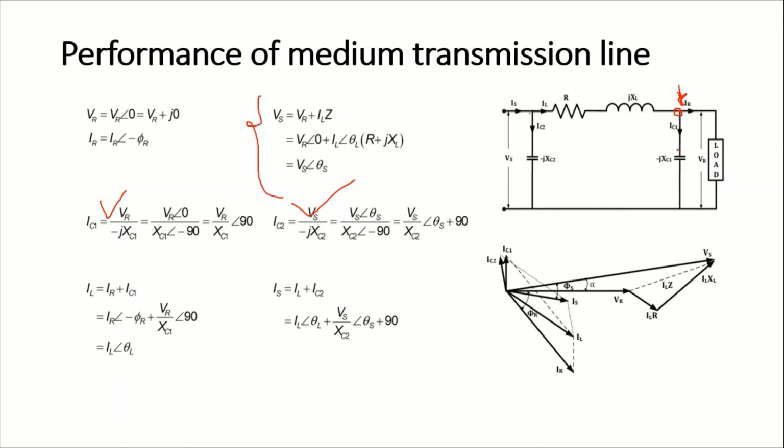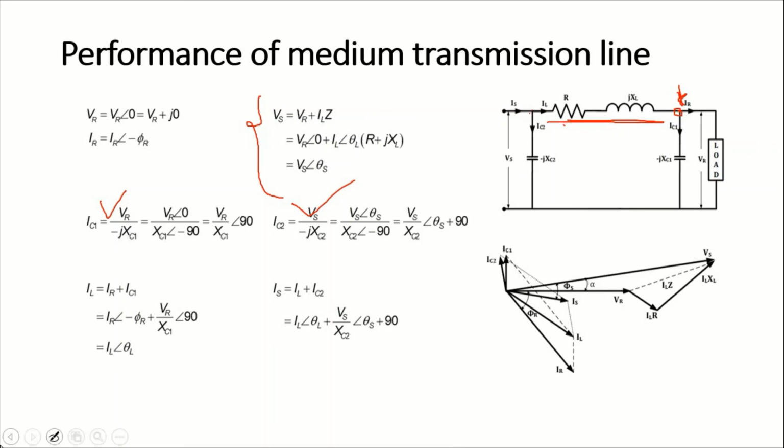VS is equal to VR plus IL into Z. That is VR plus the voltage drop in these two parameters, and this can be written as Z, because Z is equal to R plus jXL. So this is VS into angle theta s.